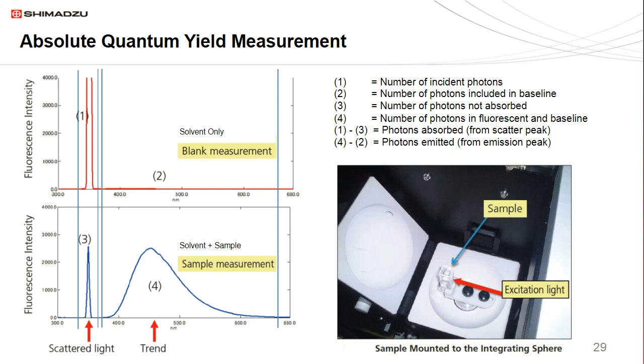And we're going to use the Rayleigh-Tyndall scatter peak and the emission peak as our photons in and photons out. You can see over on the left, for our blank measurement, we have a very large Rayleigh-Tyndall scatter peak at 1, and no, the solvent is not emitting anything, so there's nothing but a flat line for peak 2. The Rayleigh-Tyndall scatter peak for the sample is much smaller at 3, and then you see the emission peak at 4 for the emission of the sample.